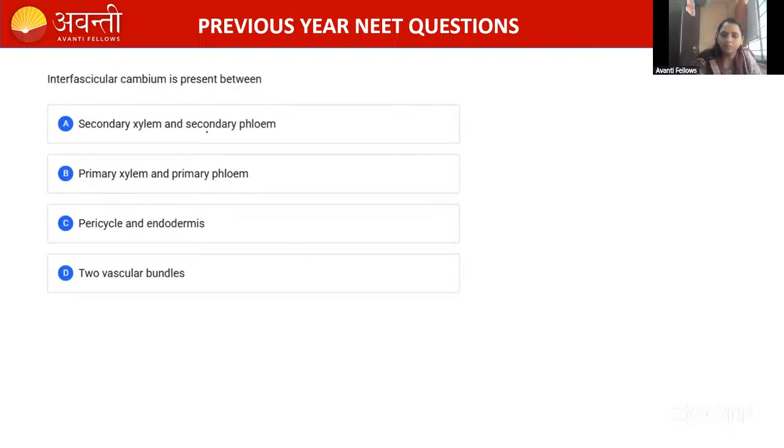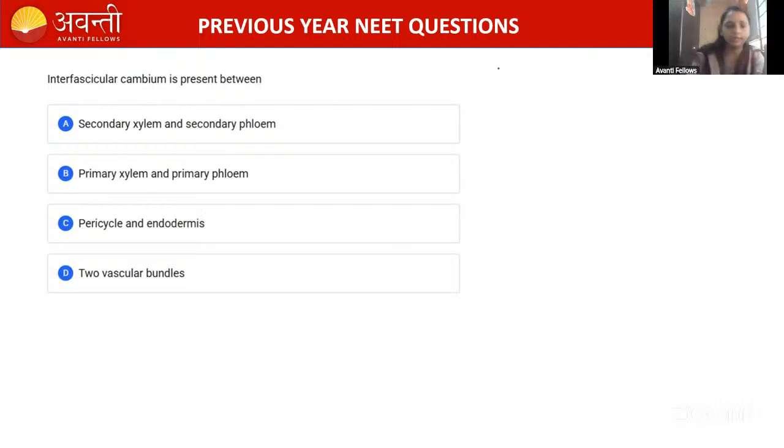Interfascicular cambium is present between: option A, secondary xylem and secondary phloem; option B, primary xylem and primary phloem; option C, pericycle and endodermis; option D, vascular bundle. I'm ending the poll and sharing the result. 14% gave A, 43% C and 43% D.